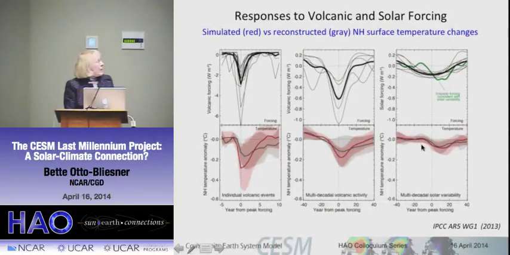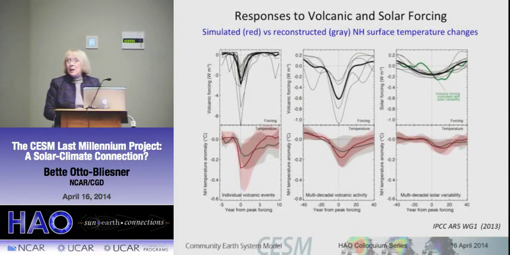One of the difficulties with trying to attribute to multi-decadal solar variability is the fact that we can never isolate it in nature from volcanic eruptions. So these were some of the solar minimums during the last millennium in the data and model, and you can see superimposed, the green line here is the volcanic activity.